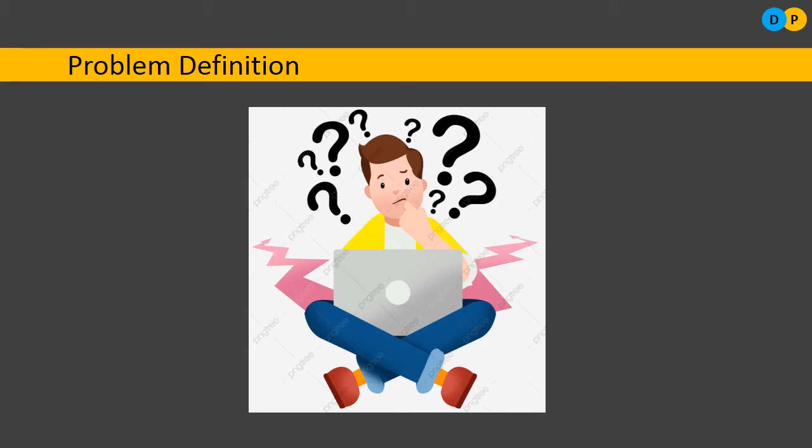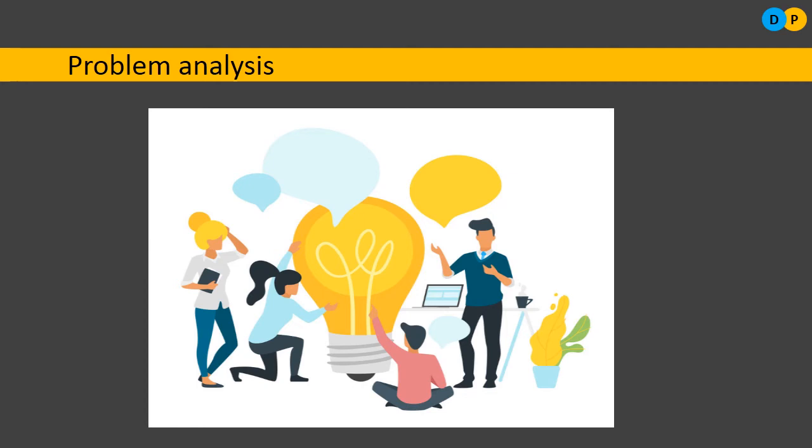The next stage after problem definition is problem analysis. In the first stage, we have defined what the actual problem is. Now we need to find the solution for this particular problem. So we will have a team of multiple people, each one of them giving a piece of advice: we can solve this particular problem in this particular way. So there may be n number of solutions.